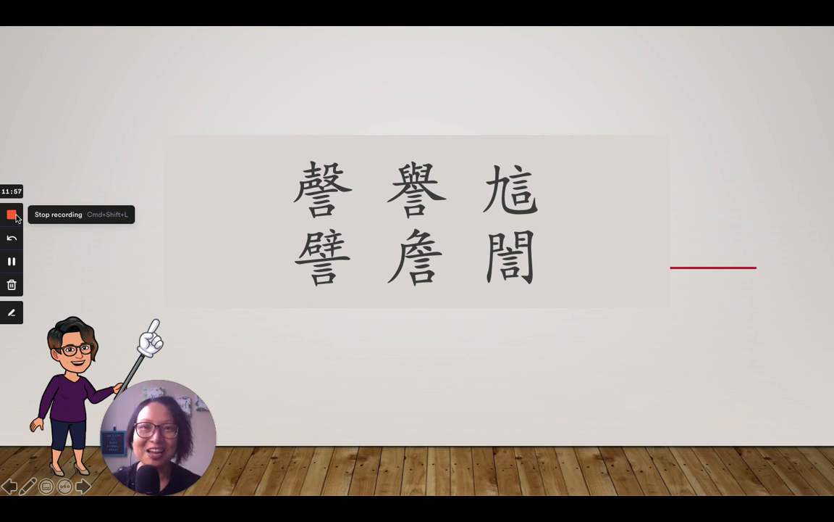And next time when you're reading or looking around for Chinese words, see if you can find the 言字邊.